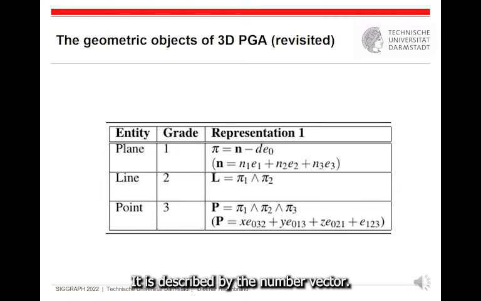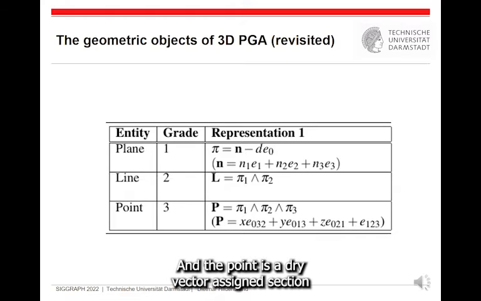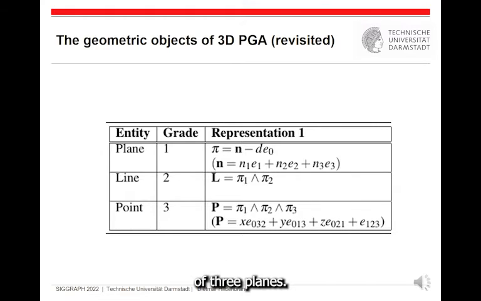It is described by the normal vector n, minus d, meaning the distance to the origin, times E0. A line is a bivector and can be defined as the outer product of two planes. And the point is a trivector as the intersection of three planes.